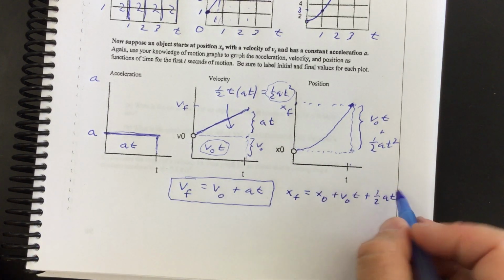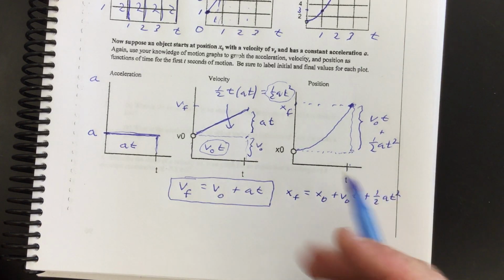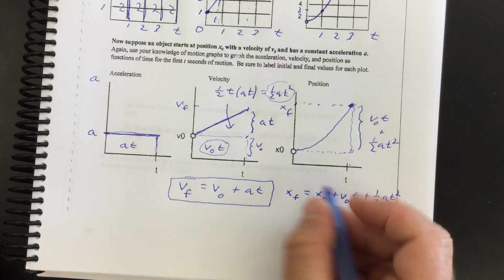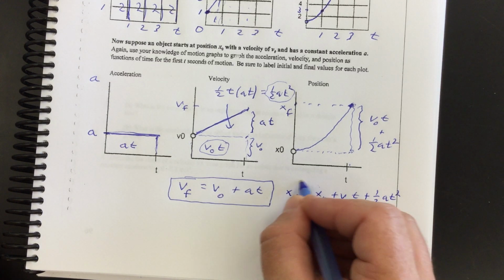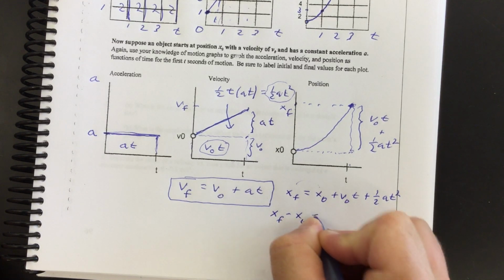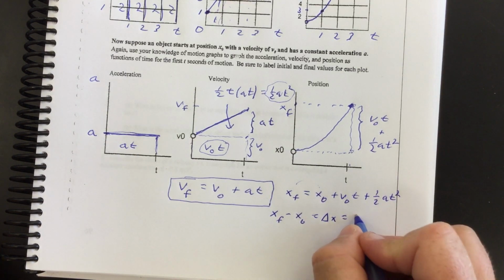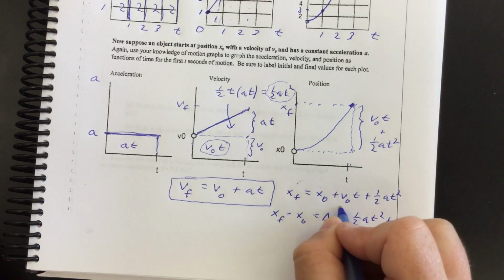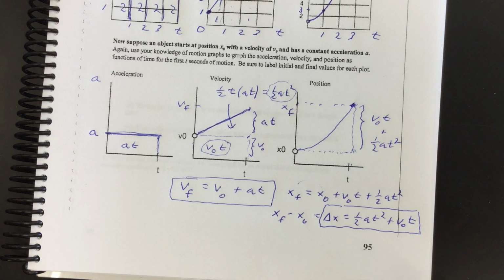Okay, so this thing, depending on how the teacher presented it, is sometimes presented as one of, I think what Mr. Ziegler called, the Big Four. My style with this is to really just talk about the change in position. So if I bring the x initial over to the other side and just do x final minus x initial, which is, of course, delta x, that's just going to be equal to the terms that are left: 1/2 at squared plus v initial t. So that is another one of the so-called kinematic equations.